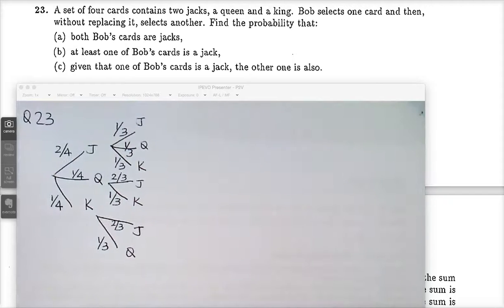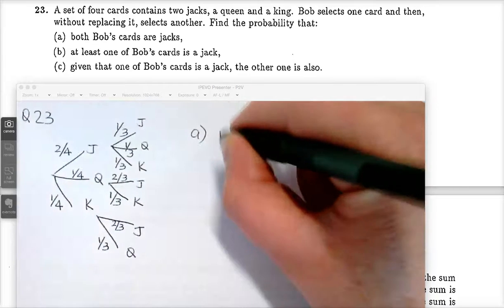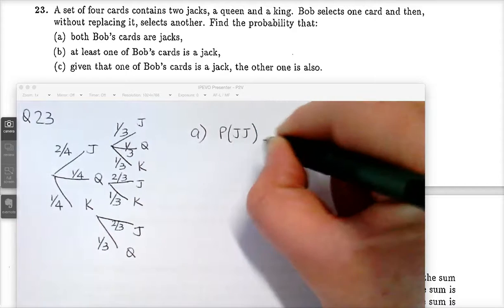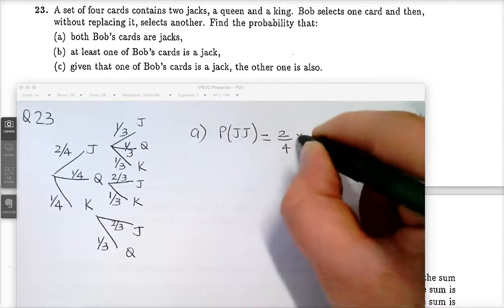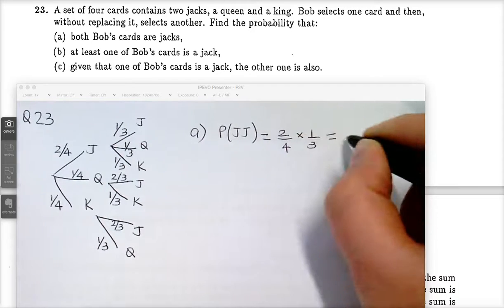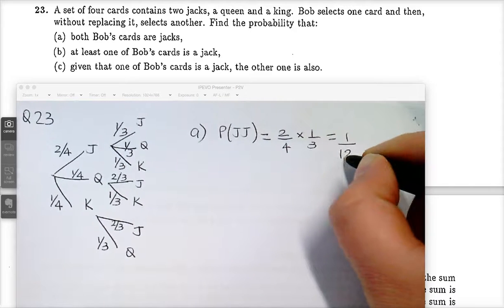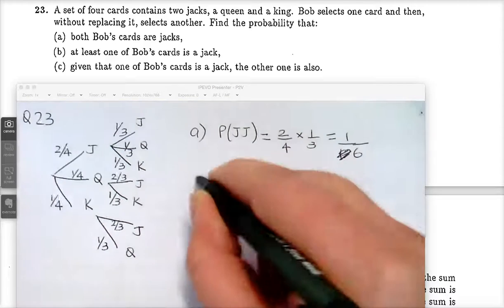Okay. So, probability that they're both jacks, that's fairly okay. Are we good? 2 over 4, leave it as 2 over 4 times a third. What's that? It's a half times a third. 2 on 12. Yeah, 1/6.